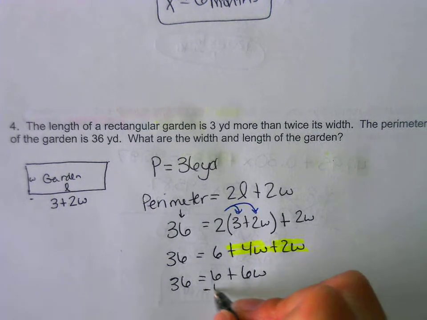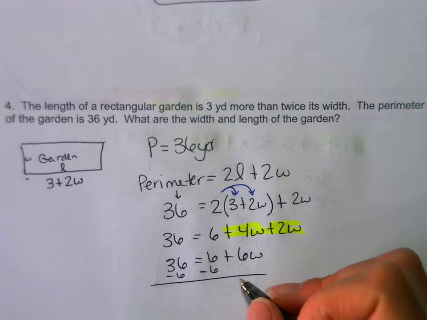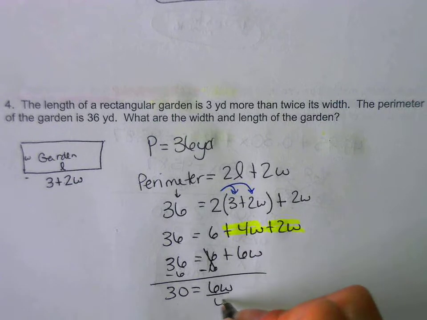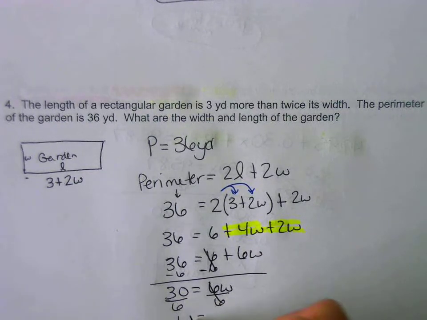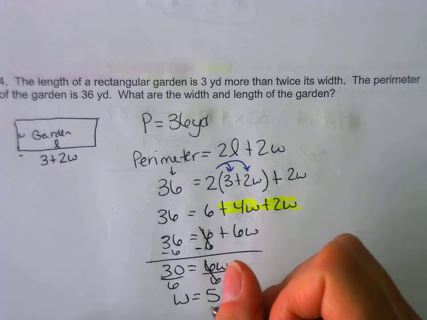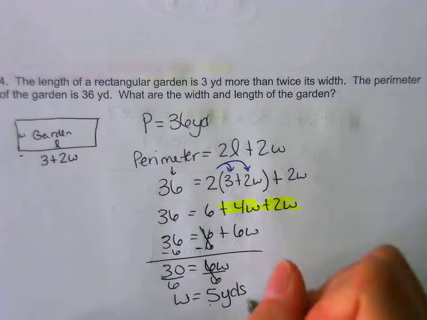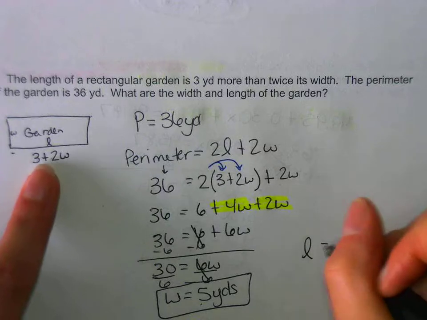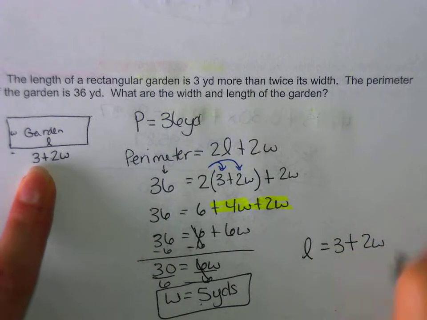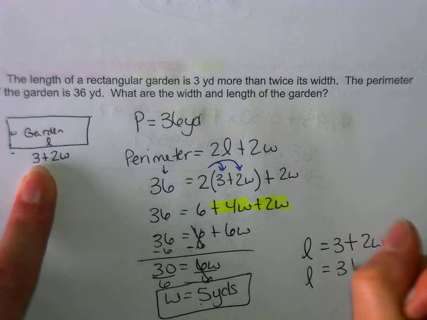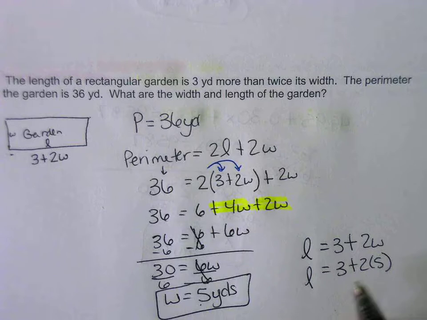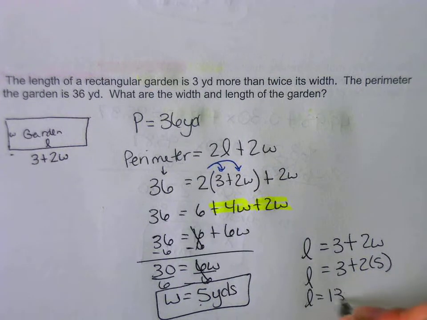Subtract 6 from both sides. So 30 equals 6w. Divide both sides by 6. w equals 5. So what that means is that my width is 5 yards. So to find my length, remember length equaled 3 plus 2 times my w. So my length is going to be 3 plus 2 times 5. 2 times 5 is 10, plus 3 means my length is 13 yards.